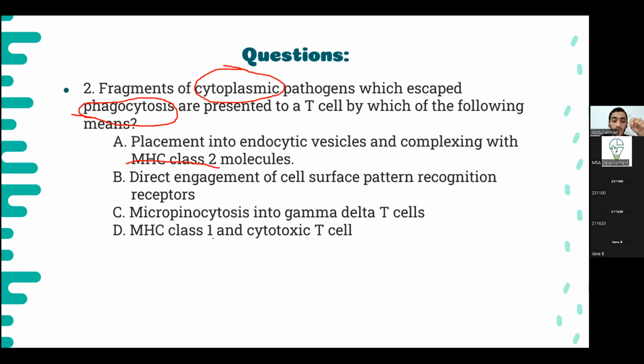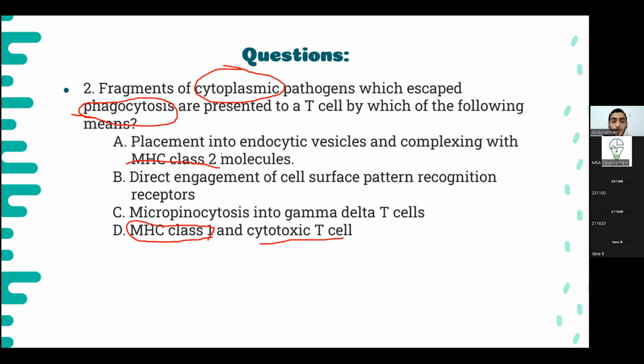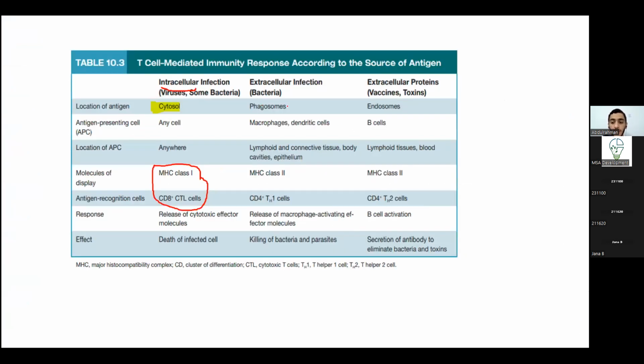Since MHC class 1 is found in all nucleated cells, that's how you remember: anything inside the cell is going to be presented on MHC class 1. As a result, it's going to be attacked by cytotoxic T cells. And if you remember from this slide, intracellular infections are found in the cytosol. They're going to be affecting MHC class 1 and the CD8 positive cells. You guys understand it now? If we said MHC class 2, it would have been everything that has been phagocytosed, so anything that's outside the cell, such as toxins, vaccines, or the bacteria outside the cell.